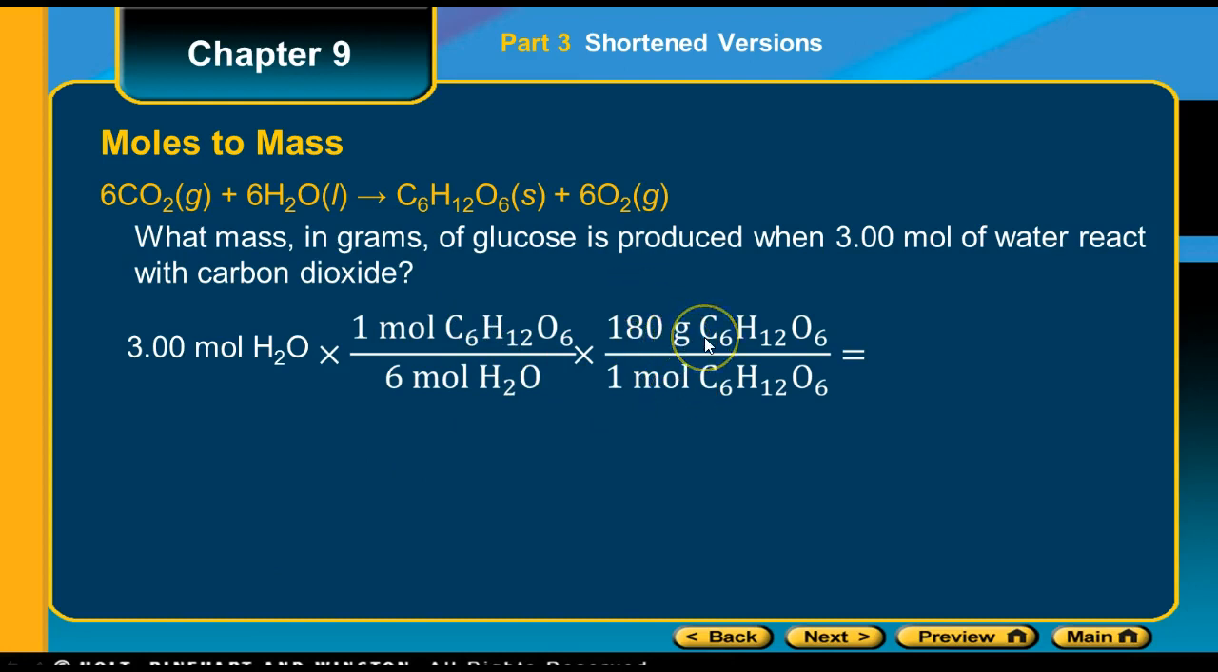So we're finished because we have the unit that we were asked to find, which is grams of glucose. This one is only 2 fractions because we started with moles and we're ending with grams, and we have an answer of 90 grams of C6H12O6. So this problem is saying if we took 3 moles of water, how many grams of glucose could we make? We use the mole ratio and we use the molar mass.